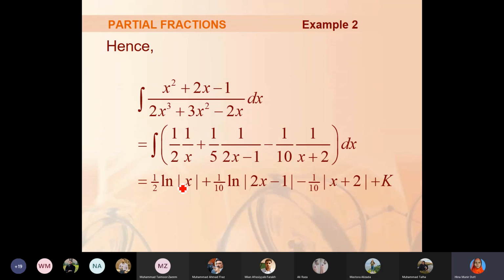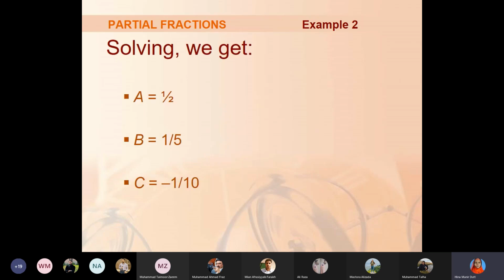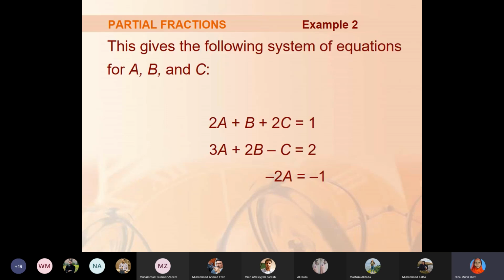Now the integration is very simple. Integration of 1 over x is natural log of x. Integration of 1 over 2x minus 1 is 1 over 2 ln of 2x minus 1. Integration of 1 over x plus 2 is ln of x plus 2, plus any constant k over here. I'm using k for the constant because I have used capital C for this unknown. So to avoid this conflict, I'm writing it as k.